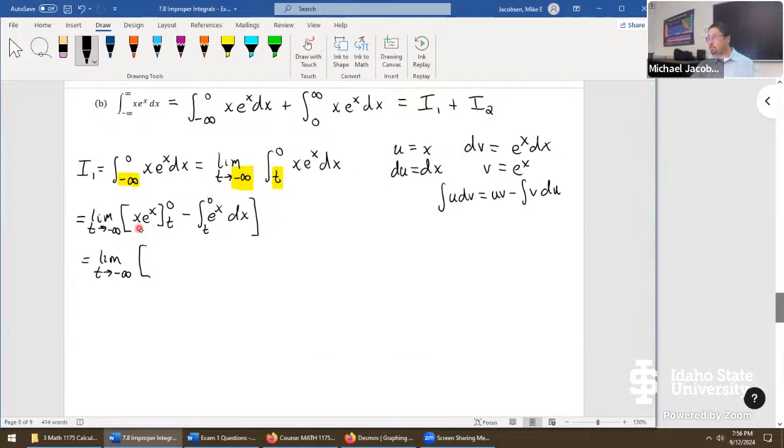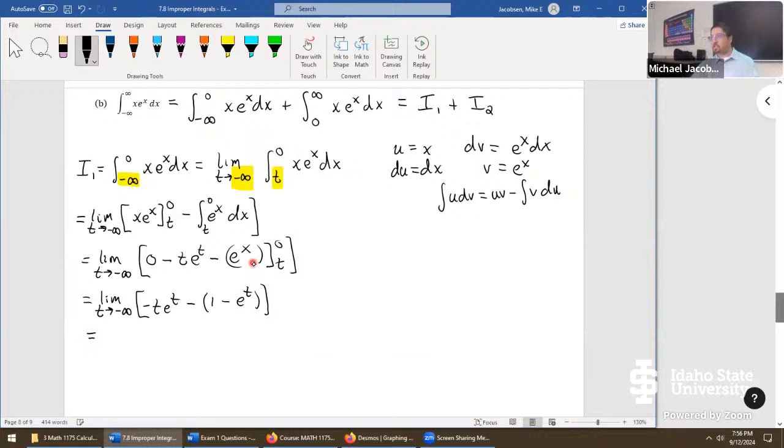Plug in 0 first and everything's wiped out. So 0, then minus, plug in t, and we have t times e to the t. Here it's going to be minus e to the x, which is then evaluated from t to 0. And it's simplifying, let's keep on going. Limit, t goes to negative infinity. Then next it's negative t, e to the t, minus, on this evaluation, e to the 0 is a positive one, minus e to the t.